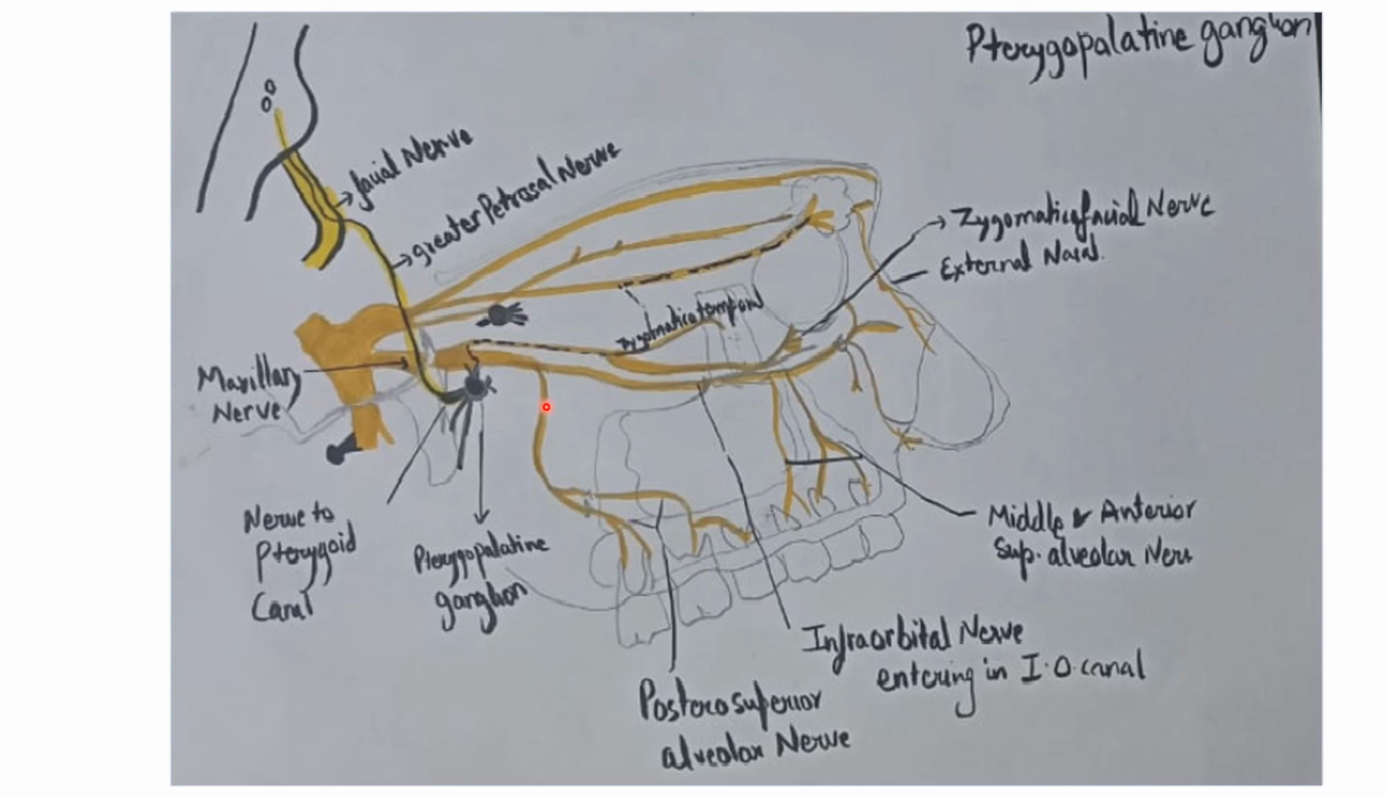One is the posterior superior alveolar branch, right? Posterior superior lateral nasal, sorry, I'm really sorry, posterior superior lateral nasal branch and posterior superior medial nasal branch. And finally, in the end is the pharyngeal branch. I hope you understood this ganglion. That is all about the parasympathetic ganglion.